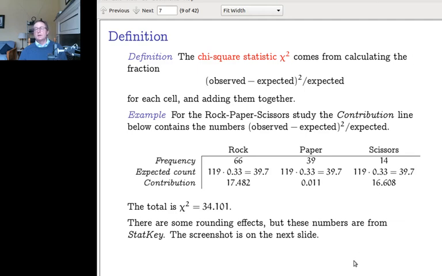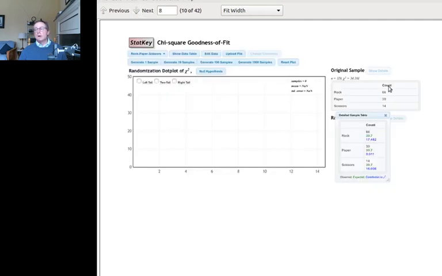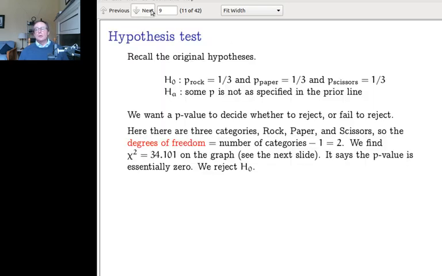Oh, I can't find them. There they are. Back to the slides. So we got a chi-squared value of 34.101. We went to the screen here that gave me the 34.101, and that screen, in fact, will give you all the numbers if you're interested in looking at the accounting of where the numbers come from. And you do the hypothesis test.